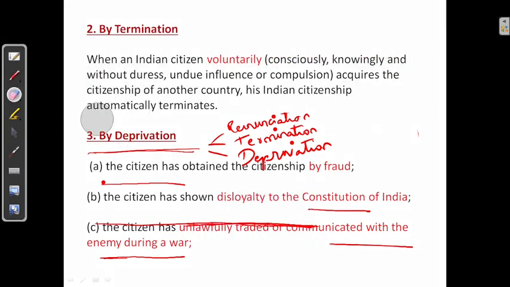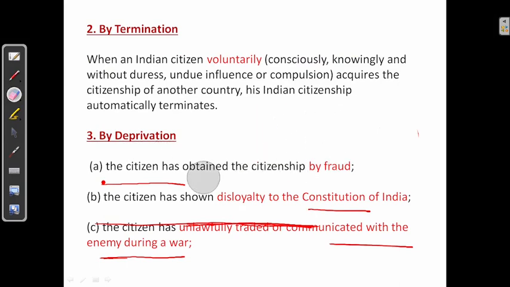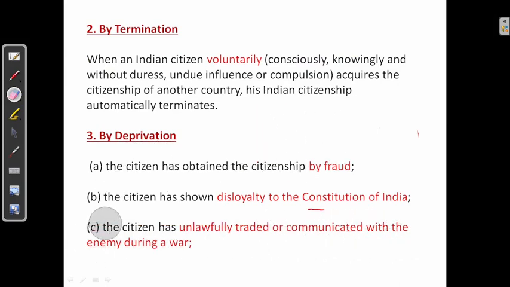Next, loss of citizenship by termination. When an Indian citizen voluntarily acquires the citizenship of another country, his citizenship automatically terminates.